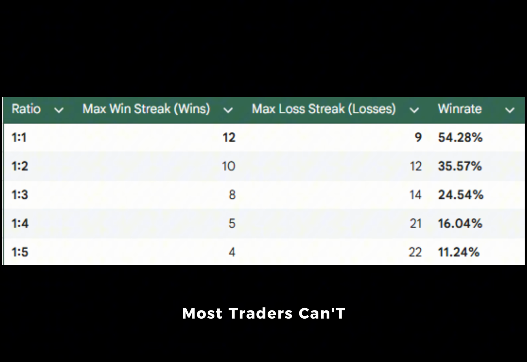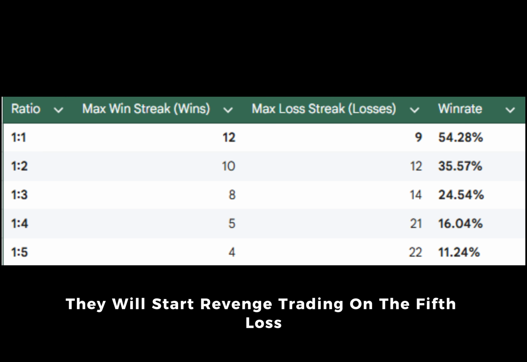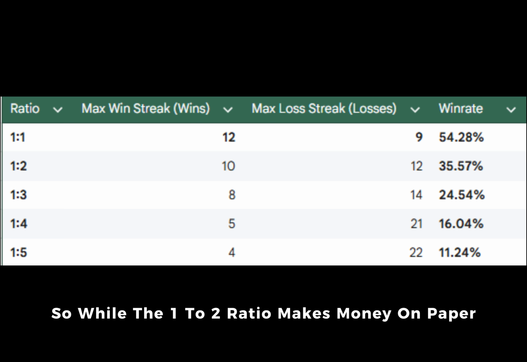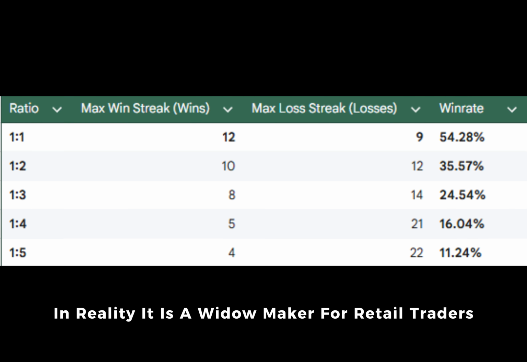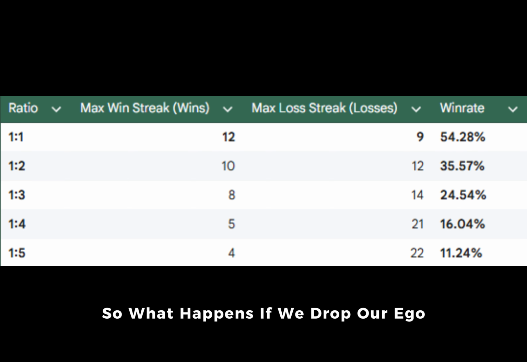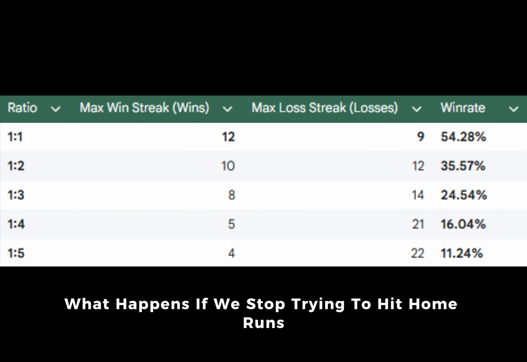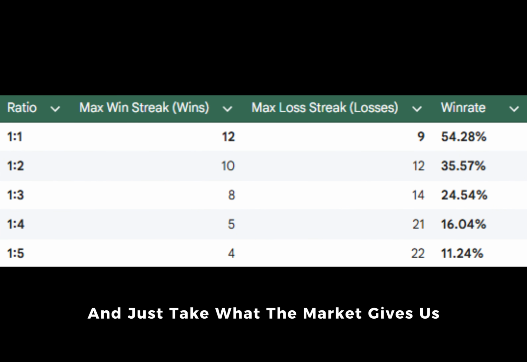Most traders can't. They will start revenge trading on the 5th loss, change their strategy, and blow up. So, while the 1-to-2 ratio makes money on paper, in reality, it is a widowmaker for retail traders. So what happens if we drop our ego? What happens if we stop trying to hit home runs and just take what the market gives us?